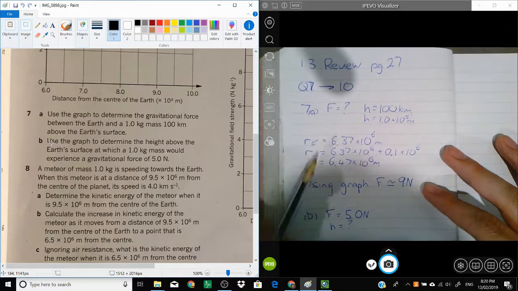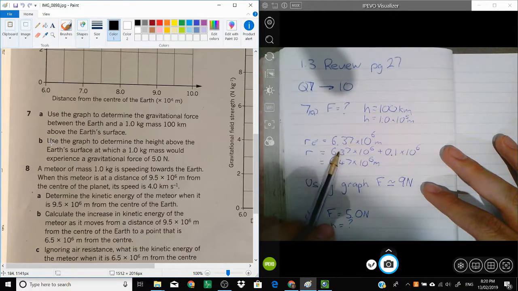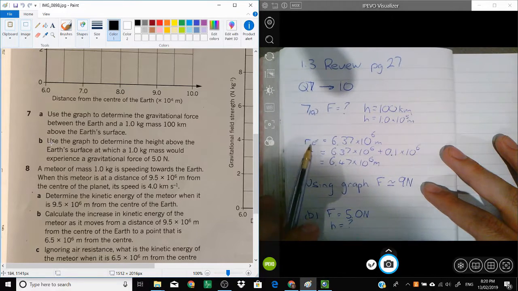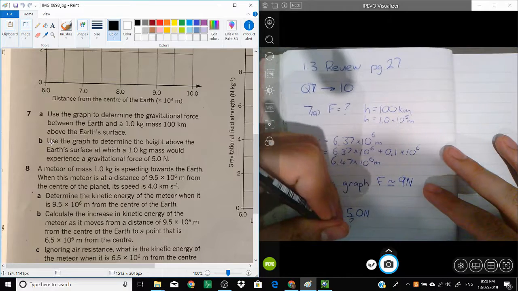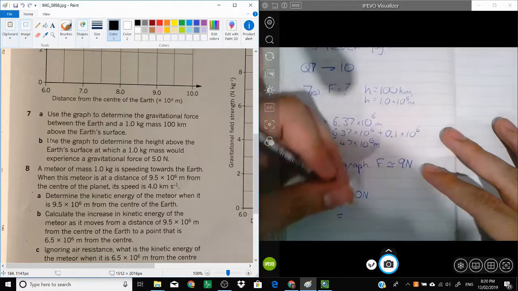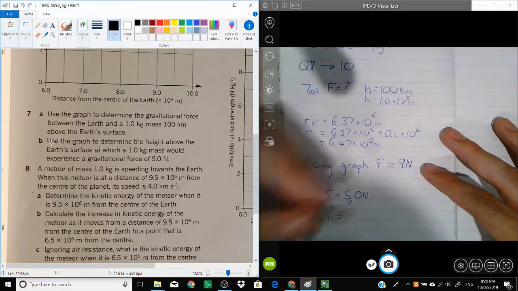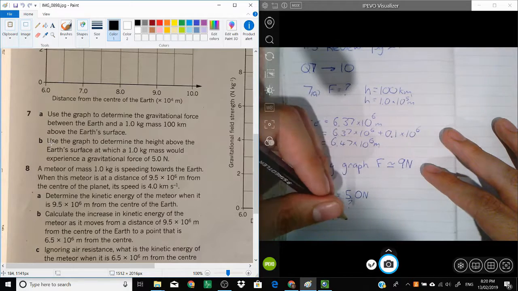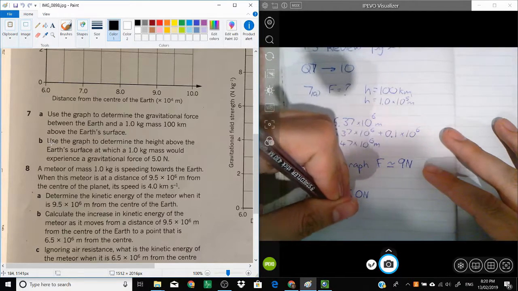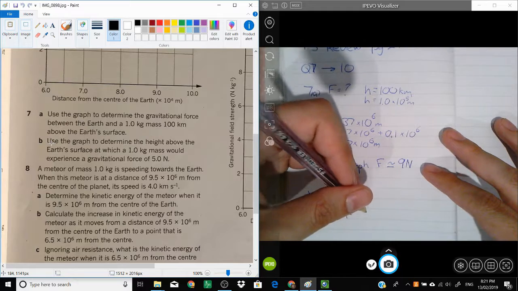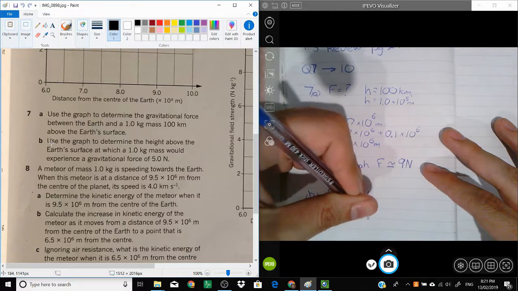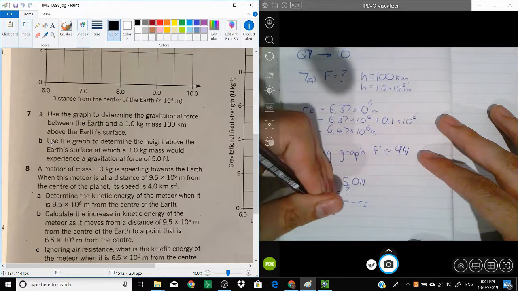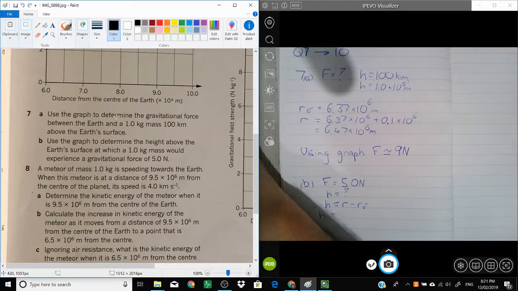Now, the way we're going to find the height, to get the radius here, we took the radius of the Earth and added the height. To get the height, we're going to have to find the radius and then subtract the radius of the Earth. So I can write it like this, just to conceptualize what I'm going to be doing in the next couple of steps. We're going to go from the graph. We have a force, and we're going to determine what the radius is, and then from that work out the height. So H equals R minus R of the Earth. Okay, as such. So from the graph, let's go find out what that is.